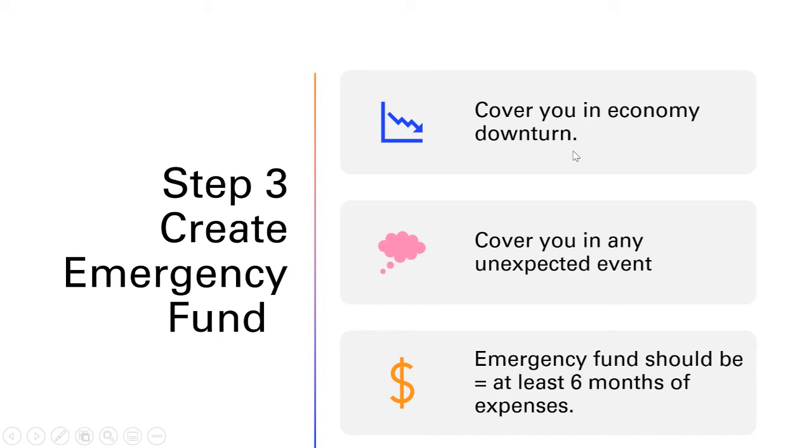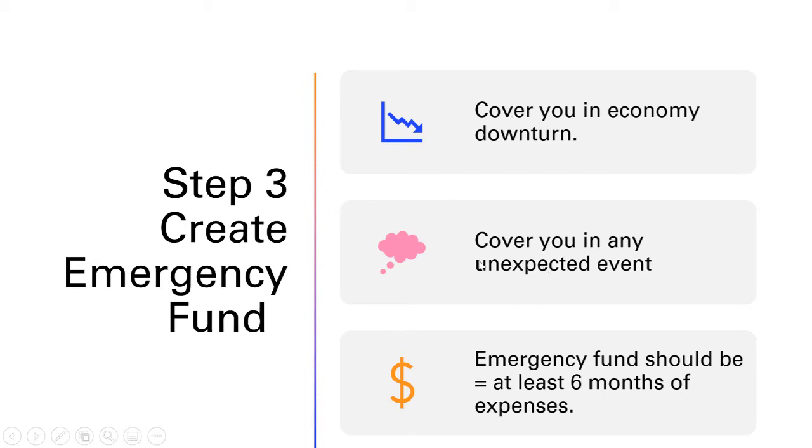For example, right now there is a COVID-19 period. A lot of people lost their job, or they are having a pay cut, or they're taking unpaid leave because they no need to go to the office. There is difficulty in their company. The company lays off a lot of people. Unemployment rate is so high, everything. So if you lost your job, your emergency fund can cover you in the economic downturn. So this is very important.